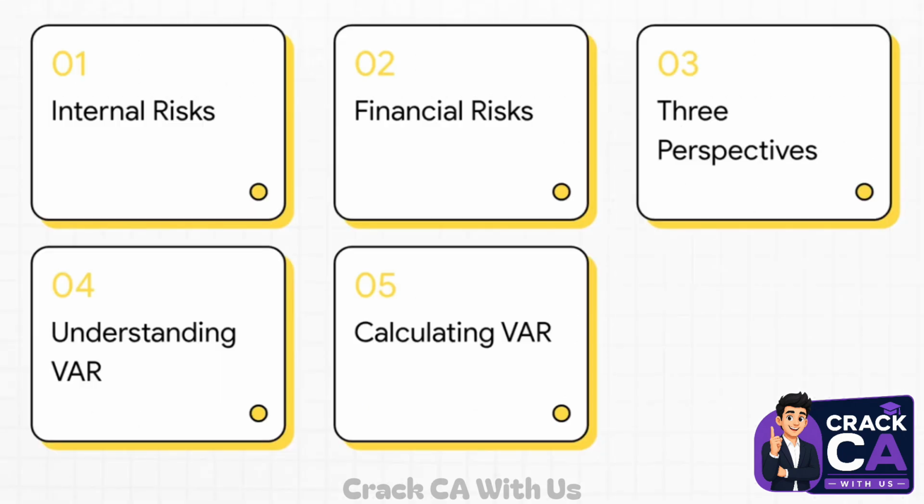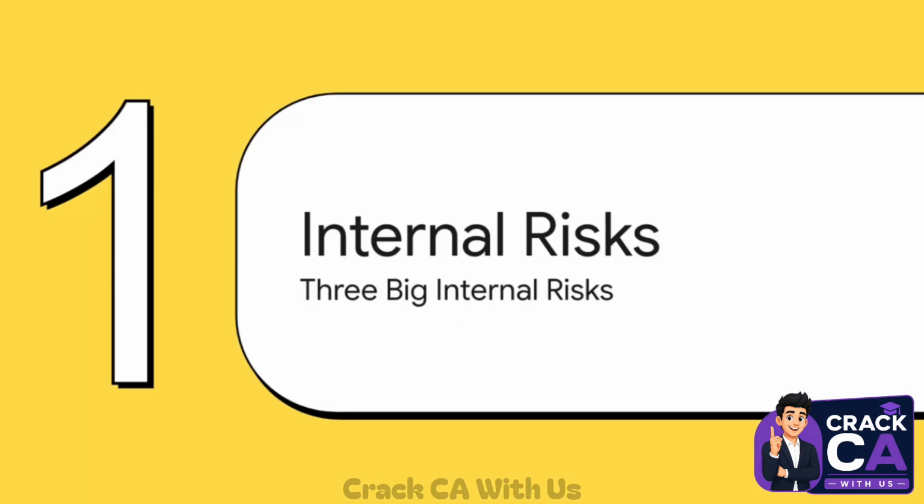So here's our roadmap for today. We'll start with 3 big internal risks: strategic, compliance, and operational. Then we'll cover 5 external financial risks, look at 3 completely different perspectives on risk, and finally, we'll dive right into the actual math of value at risk, or VAR. All right, Section 1: strategic, compliance, and operational.